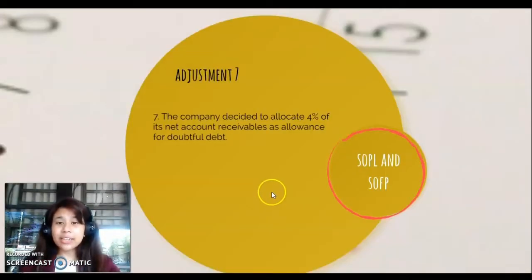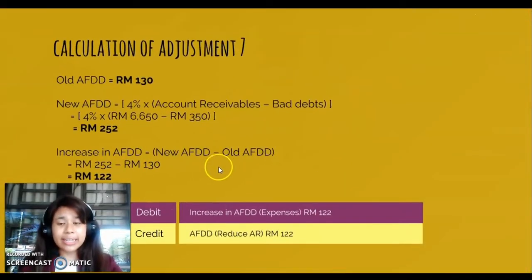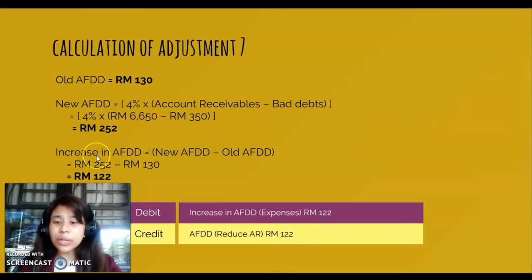Now we're done with adjustment 6 and we'll move straight to adjustment 7, which shows that Baba Chip Enterprise has decided to allocate 4% of debt that may not be collected. Before I continue with the adjustments, I will first explain the net account receivables. It is the total amount of money owed to Baba Chip Enterprise by its customers minus the debt that has been written off. And this is a calculation to get the value of increase in AFDD, which needs to be placed under expenses later. And also the value of a new AFDD.